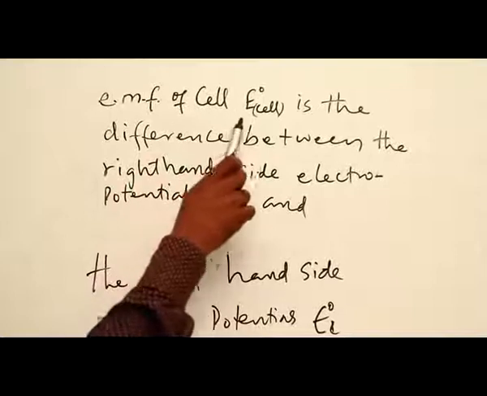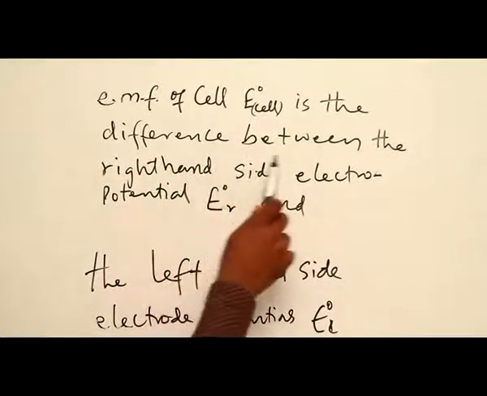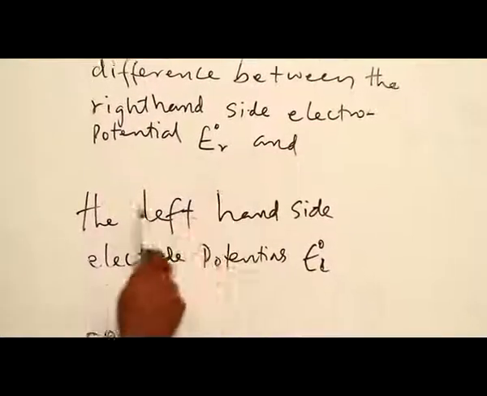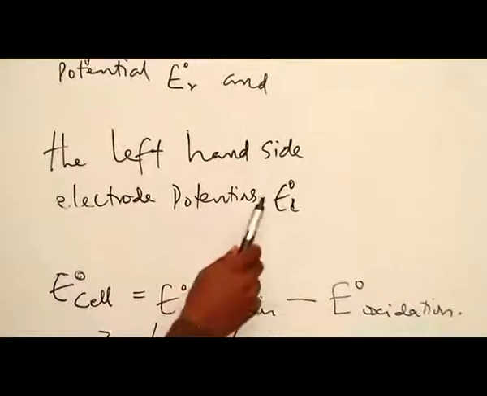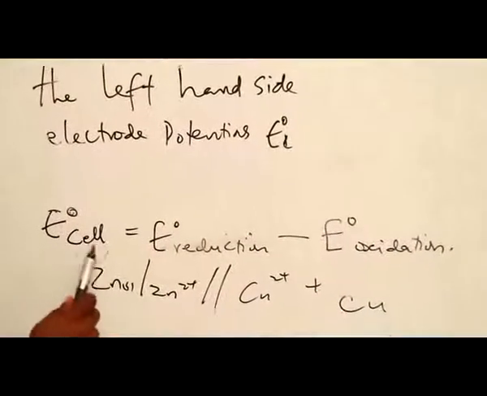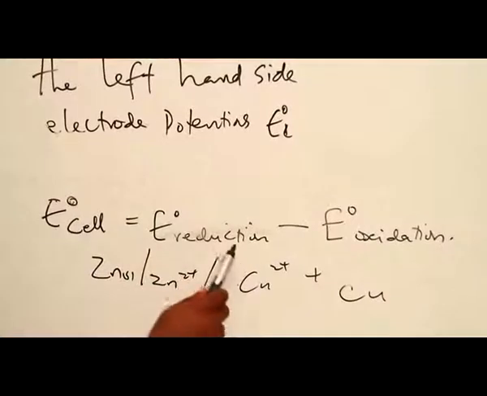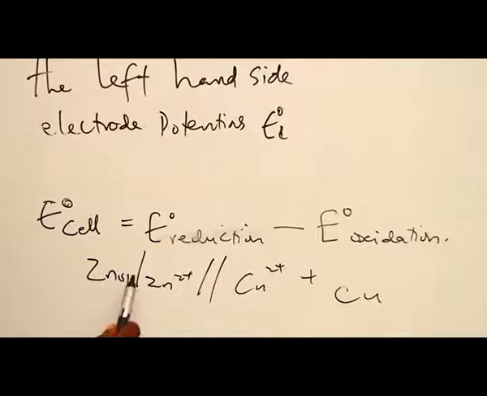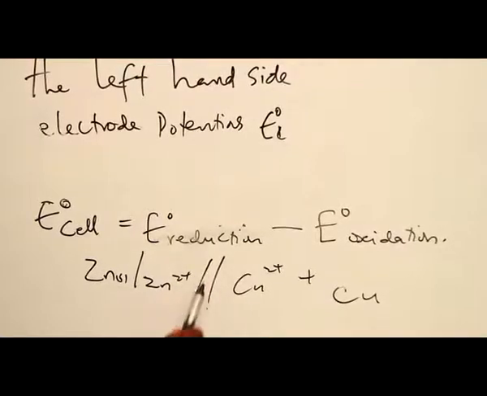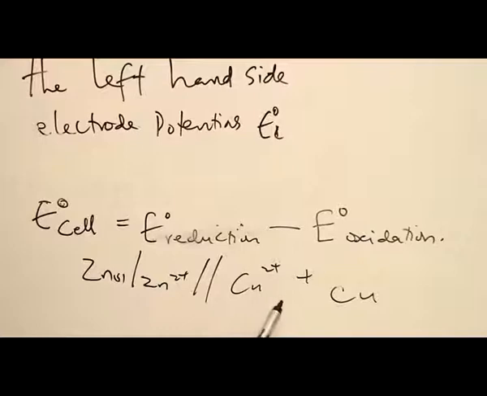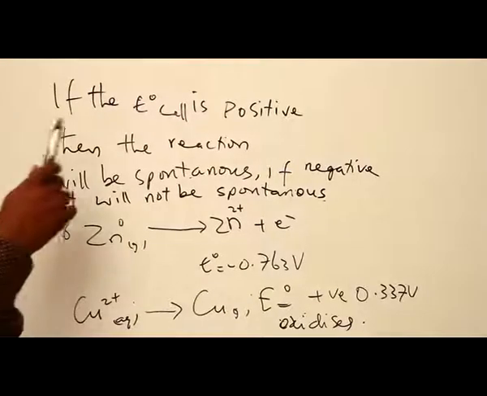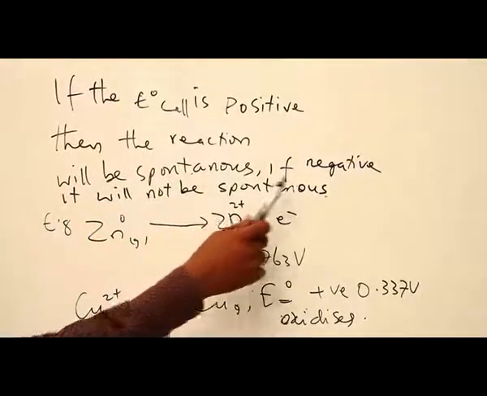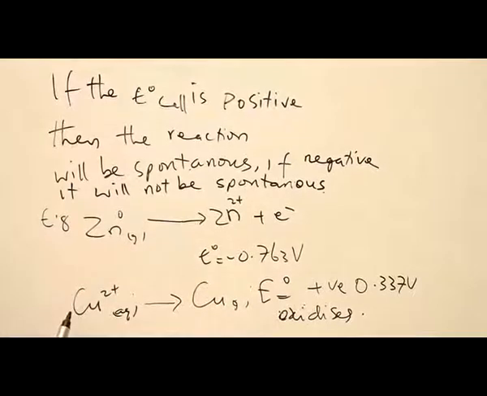EMF of cell, E naught cell, is the difference between the right hand side electrode potential E naught R and the left hand side electrode potential E naught L. E naught cell equals E naught reduction minus E naught oxidation. Zinc into zinc ion, salt bridge, copper 2 ion plus copper. If the E0 cell is positive, then the reaction will be spontaneous. If negative, it will not be spontaneous.